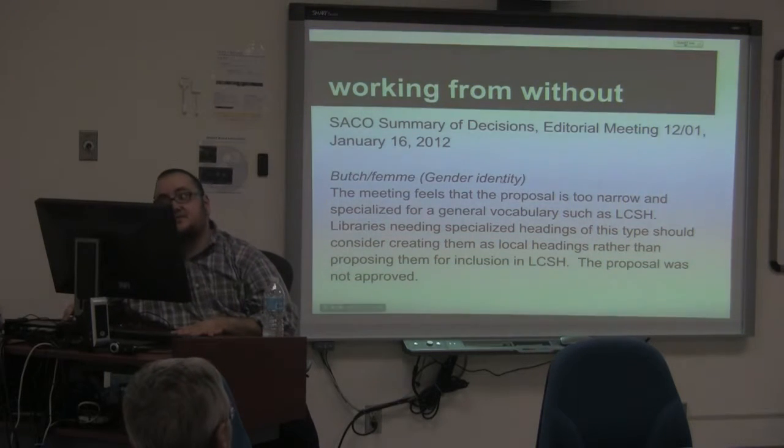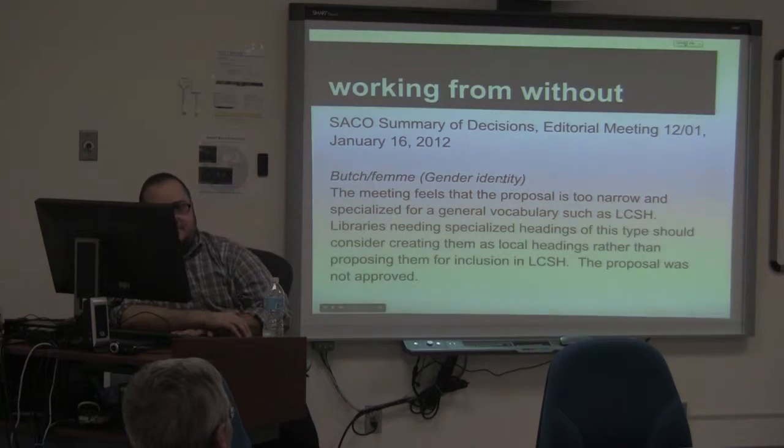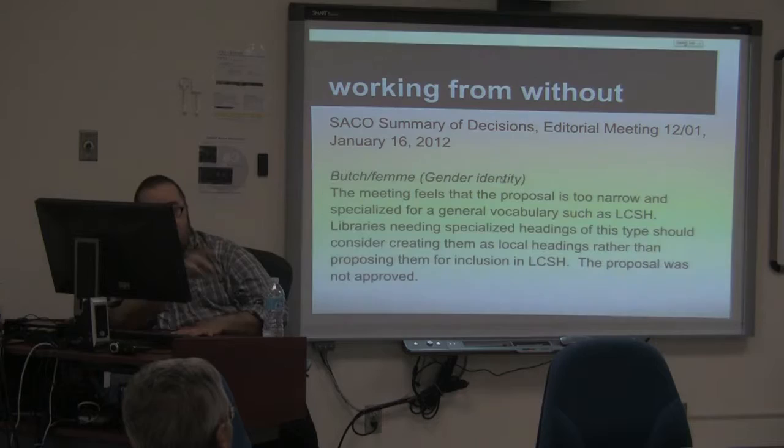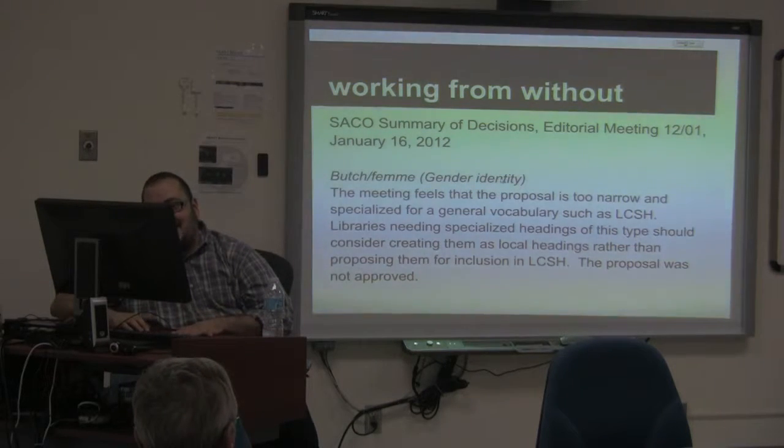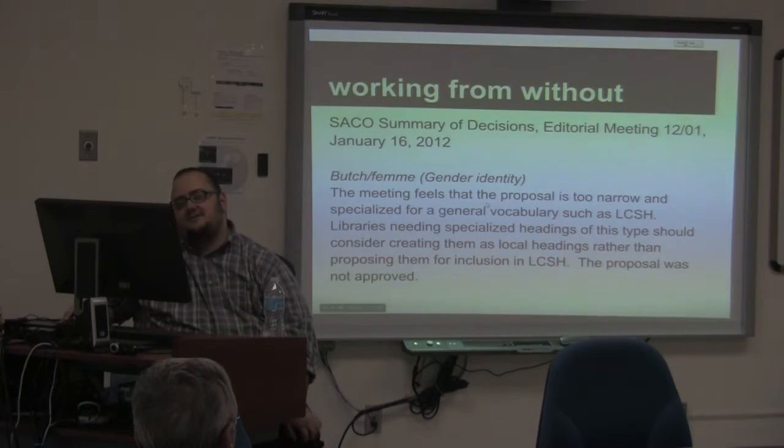And so this was the first meeting of this year, and a library had proposed butch femme gender identity, which fits pretty neatly under the transgender people umbrella. There's a lot of literary warrant for it. There have been plenty of books and articles written on the topic that use the specific language. I'm sure it has a lovely Wikipedia entry. And Library of Congress was not having it. And this is where things become really worrisome.